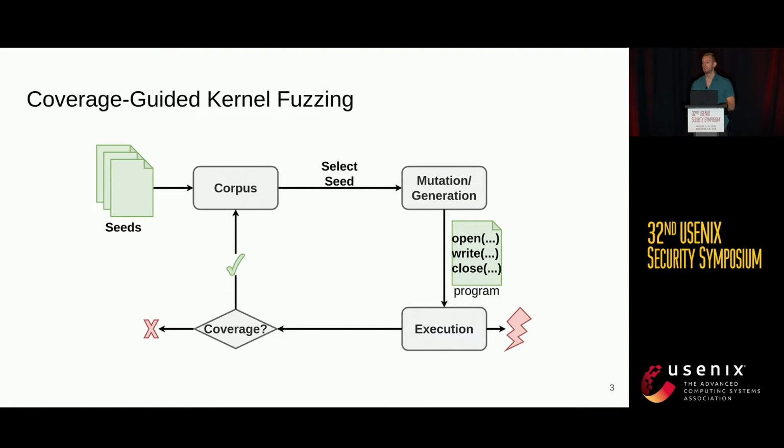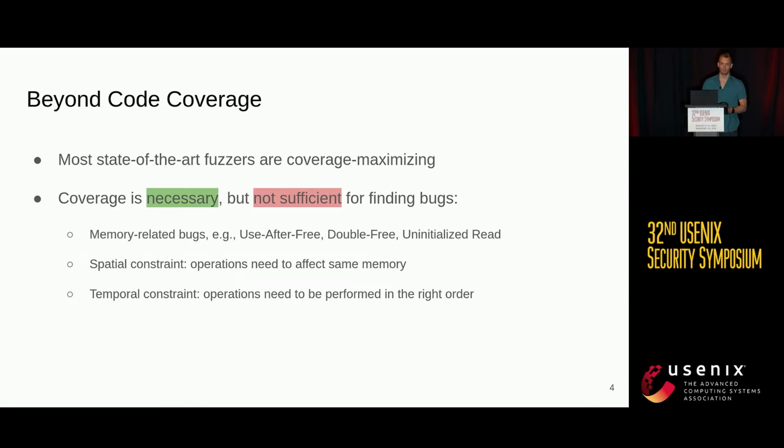Coverage-guided fuzzing usually starts from a seed corpus or an empty corpus. You then select a seed and mutate it, or you generate a new seed from scratch. The output of this stage is what we call a fuzzer program. It's just a sequence of system calls and arguments. This program is then executed against the target kernel, leading either to a crash showing some problem in the kernel, or it executes successfully. We can collect coverage and use it to discard the program or add it to our corpus. On a high level, this is how most current state-of-the-art fuzzers work.